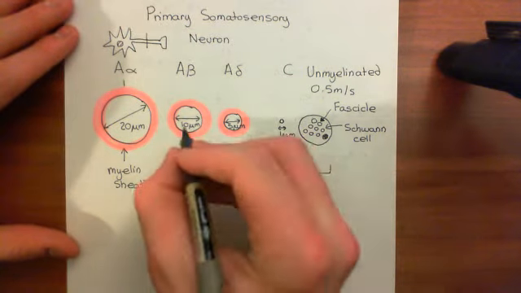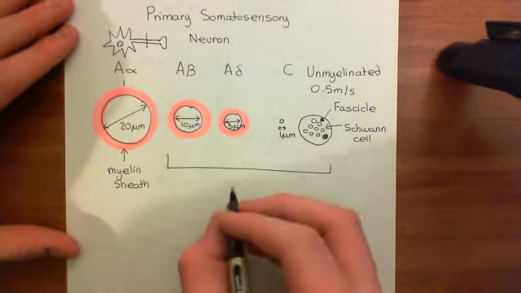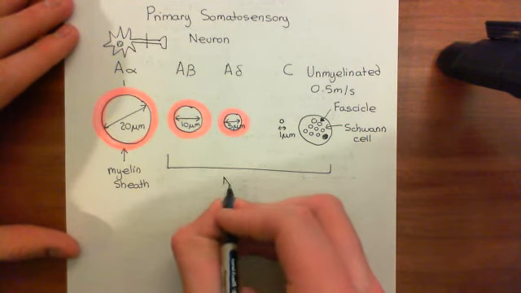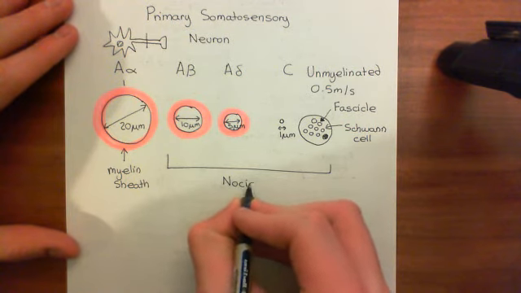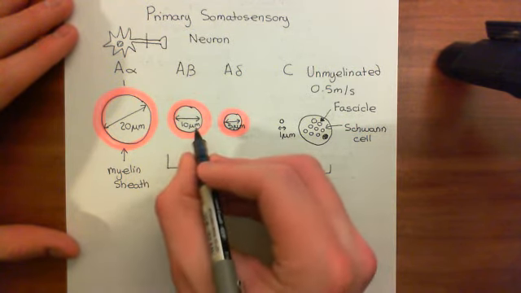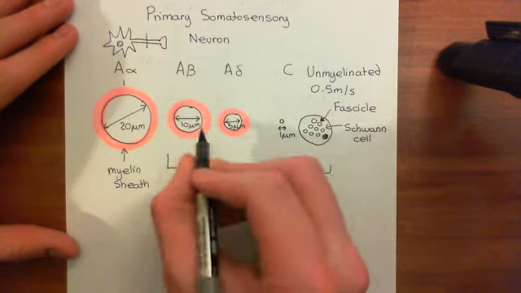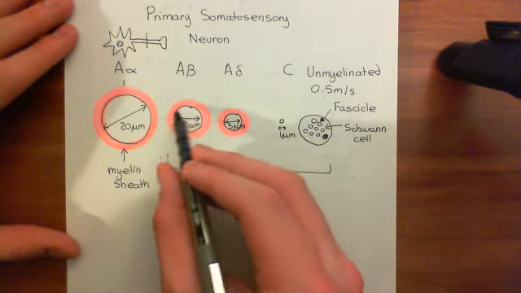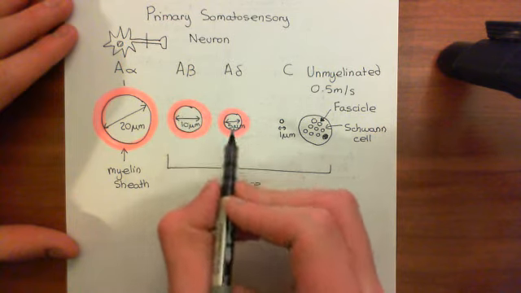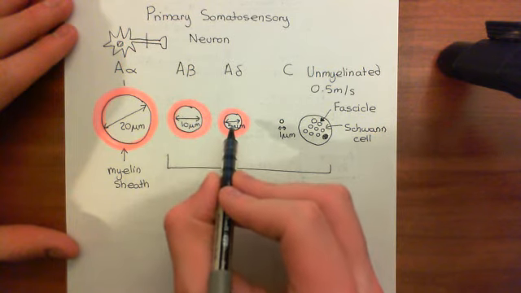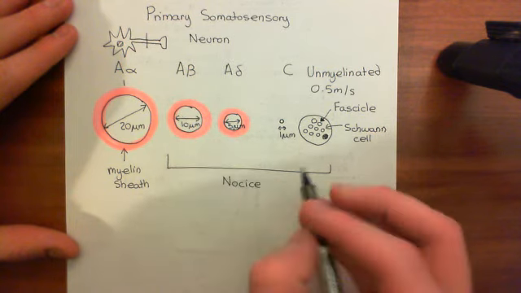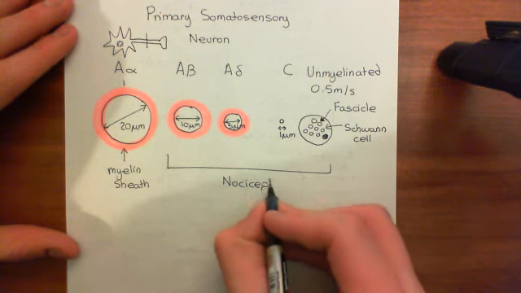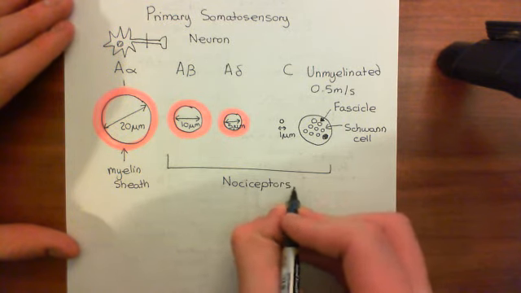So A beta, A delta, and C fibers can all be nociceptors, or rather, we find nociceptors which would be categorized into all of these three categories. So you can find nociceptors which would fall into the A beta category, the A delta category, and the C fiber category.